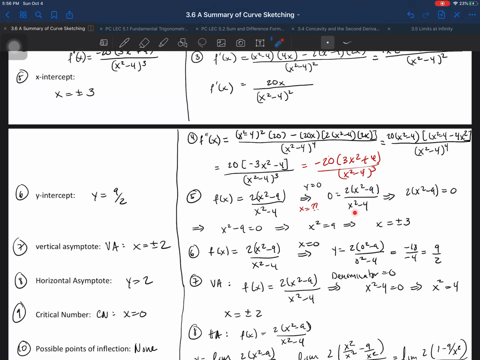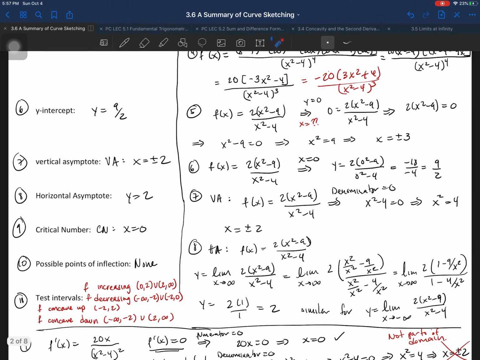The only way that this rational function will equal 0 is whenever the numerator equals 0. So I set the numerator equal to 0 and solve for x. So you see that over here, divided by 2. Then we're left with x squared minus 9 equals 0. Add 9 on both sides of the equation, and then apply the square root property, and that gives us plus or minus 3. So plus or minus 3 is the x-intercept.